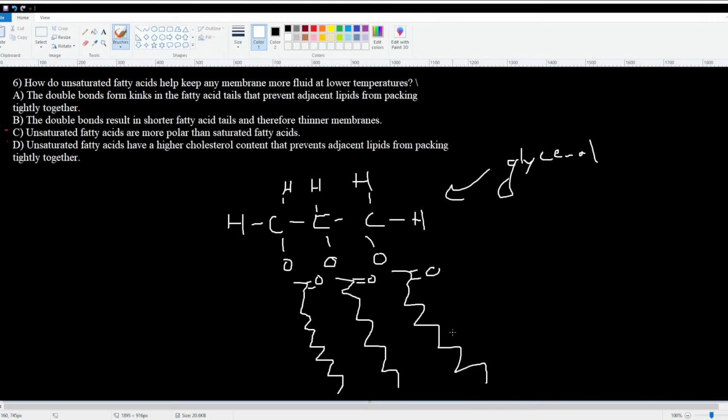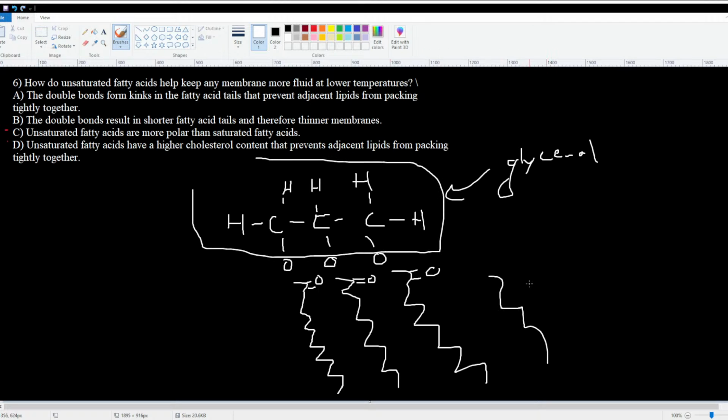Sorry, that's kind of shoddy work, but anyway. So what is this, right? This is your glycerol, and these are your fatty acids.